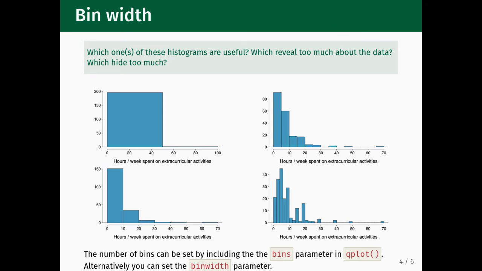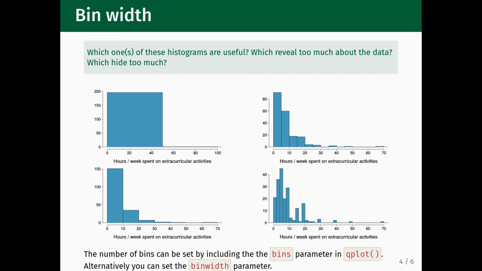A histogram can vary quite significantly depending on how many bins we divide our x-axis into. These four histograms show the exact same data, but look very different. For example, the top left histogram has just 2 bins, and you can see that almost all the data falls into the first bin, and almost none into the second bin.